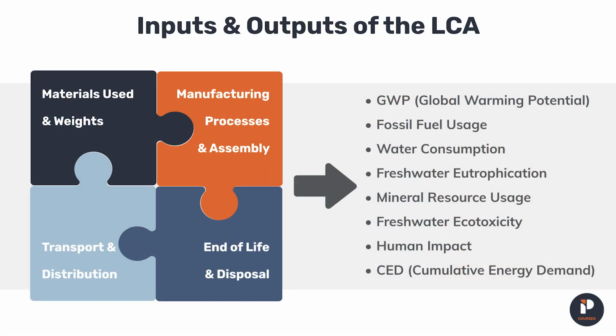Once these metrics are entered as inputs into the LCA, the outputs are often GWP, global warming potential, which is usually measured in kilograms of CO2 equivalents, fossil fuel usage, water consumption, freshwater eutrophication, cumulative energy demand, mineral resource usage, freshwater ecotoxicity, or human impact.